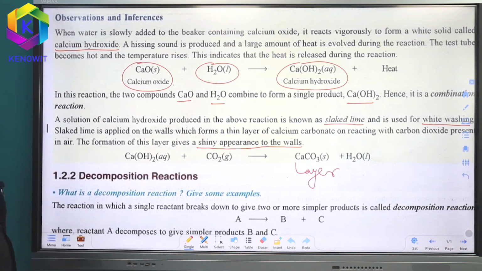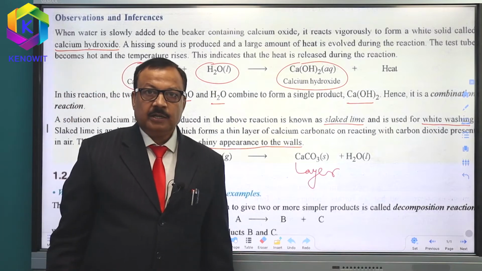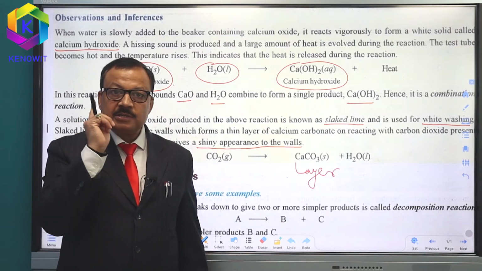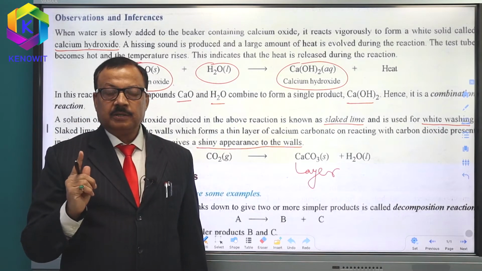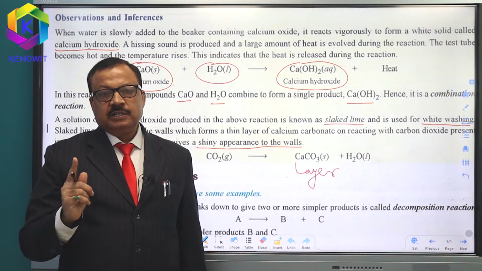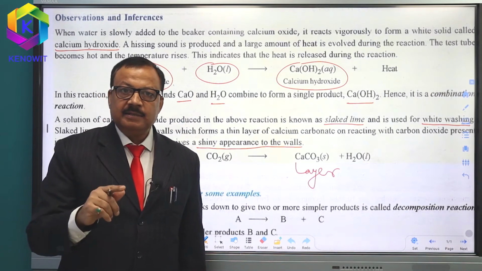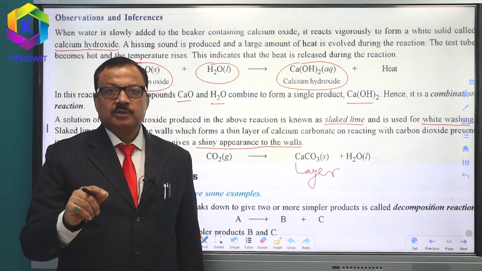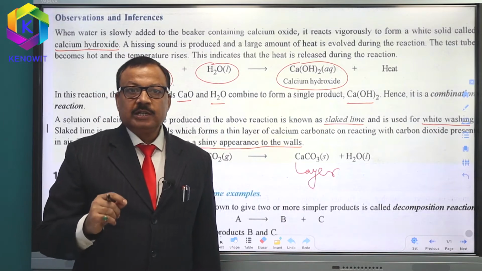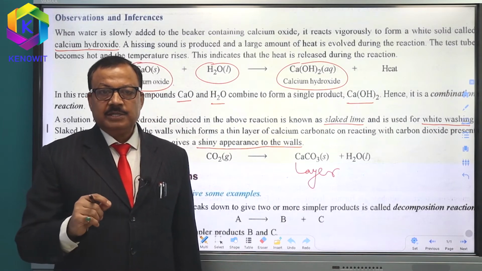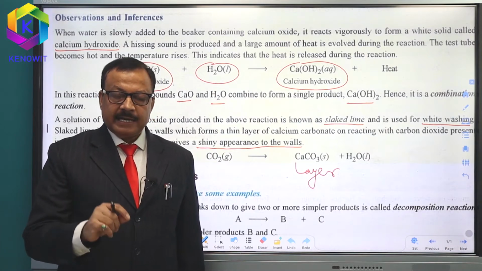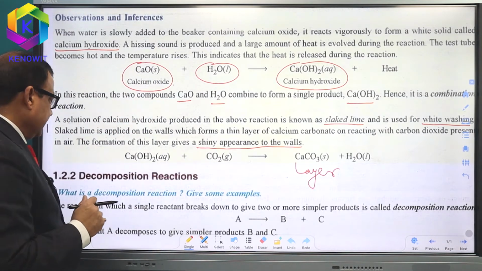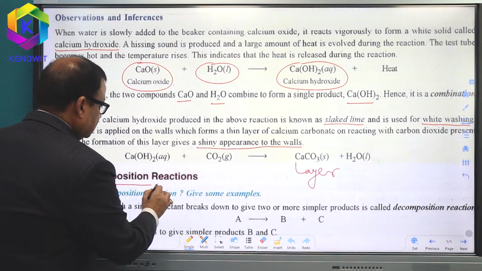There are several types of chemical reactions in which two or more reactants combine together and form a single product. For example, calcium plus oxygen gives calcium oxide. Similarly, magnesium plus oxygen gives magnesium oxide. Similarly, hydrogen plus chlorine gives hydrochloric acid. Then the second reaction, decomposition reaction.